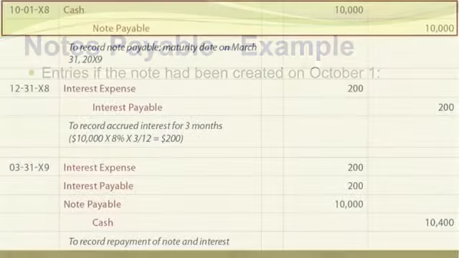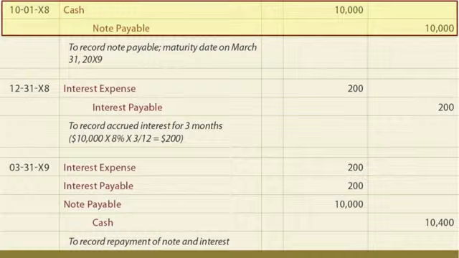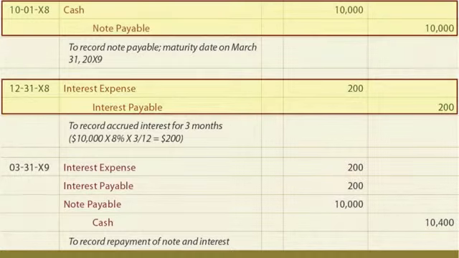Let's revise our note just a bit and consider the entries that would be appropriate if the note were created on October 1. So on October 1, we're going to debit cash and credit note payable to reflect the $10,000 note. I'm going to assume a December 31 year end. So we have October, November, and December go by. 3 months go by, a half of the 6-month life of the note. So $200 of interest will have accrued. The calculation is $10,000 times 8% times 1/4 of a year, that is 3 out of 12 months, which gives us the $200 interest expense.